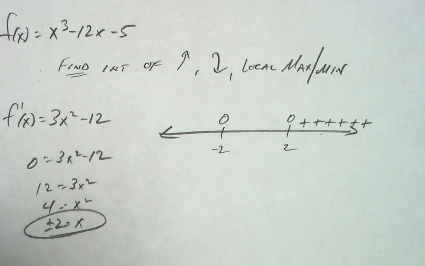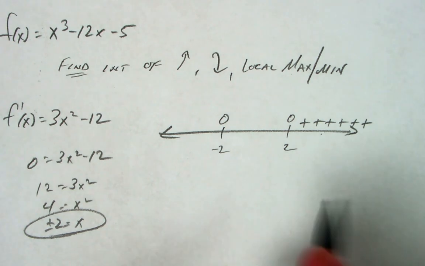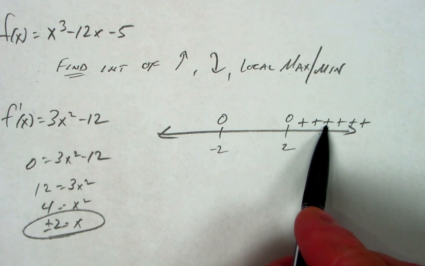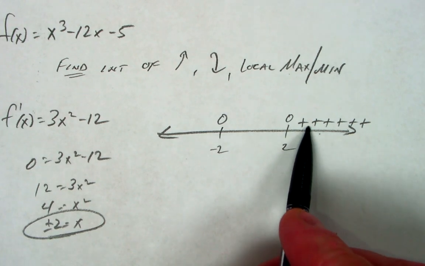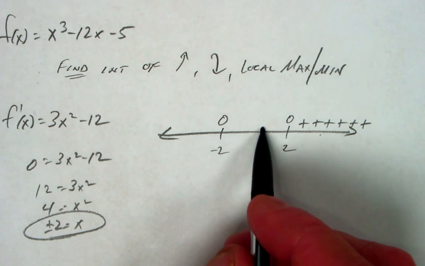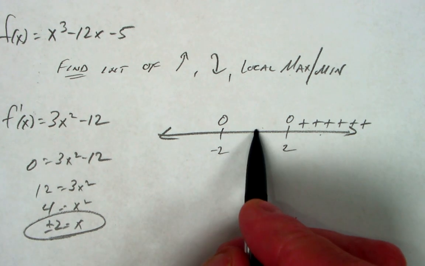How do I know that? This is very important. My derivative is a continuous function, so there's no jumps, there's no gaps. If it was positive here, it can't magically turn negative unless there was a 0 point. Now if I go over here, if you apply some good logic, you can tell it's going to turn negative.